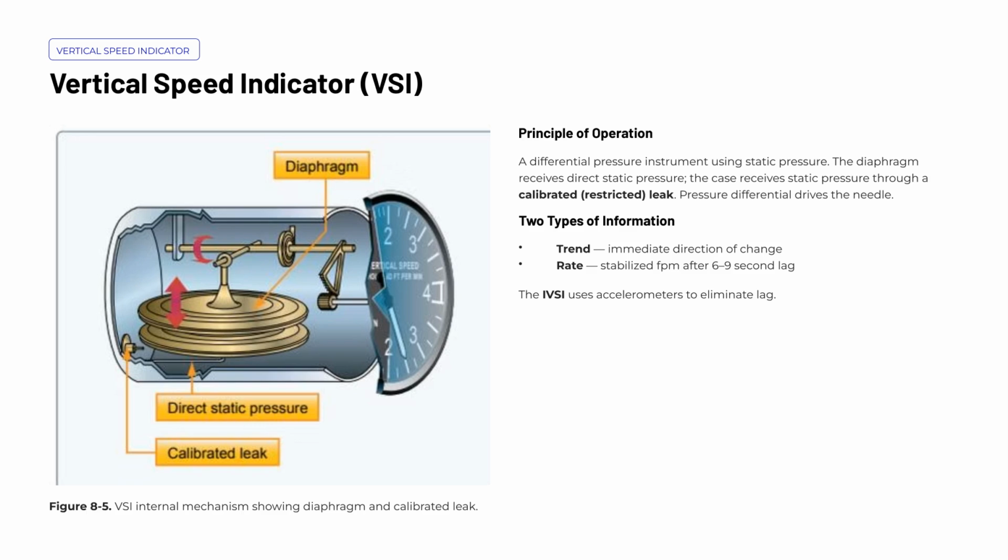The instantaneous VSI, or IVSI, addresses this lag by incorporating accelerometers that detect vertical movement immediately, giving you accurate rate information without waiting for pressure to stabilize. This makes the IVSI particularly valuable during instrument approaches and in high workload environments where precise vertical rate awareness is critical.